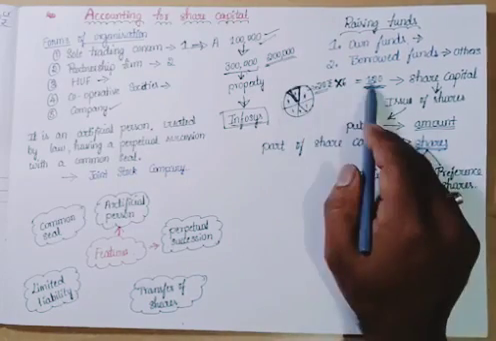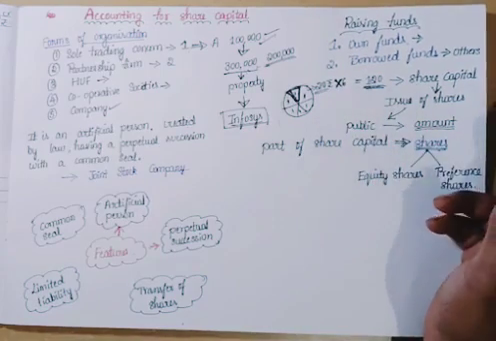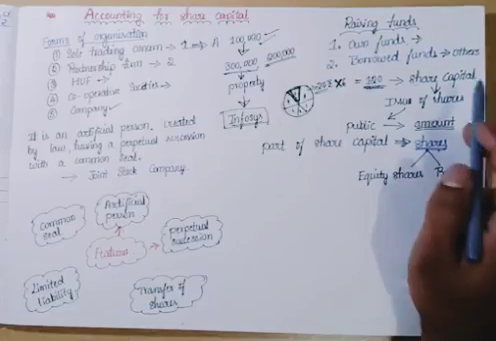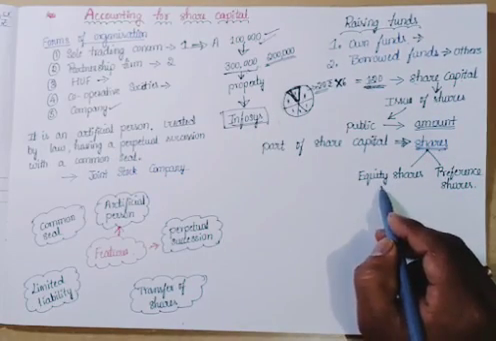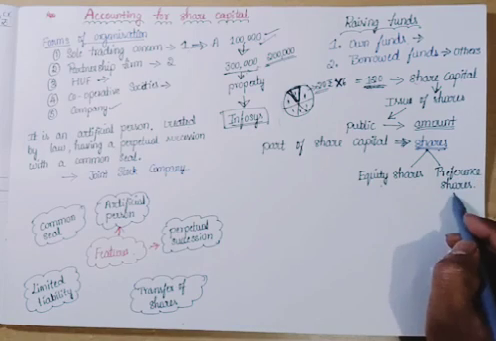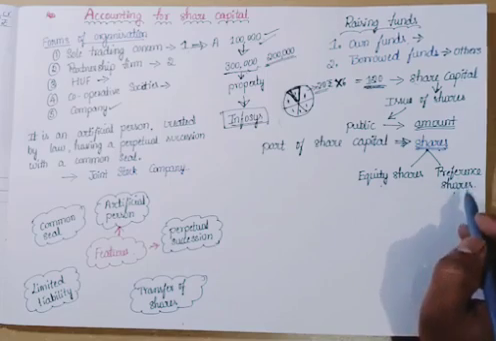So if you want to raise funds to start your business, you can issue shares to the public and you can collect money, which is called share capital. While issuing shares, you have two options. You can go for issuing equity shares, or else you can go for issuing preference shares. Then let us learn the difference between equity shares and preference shares.